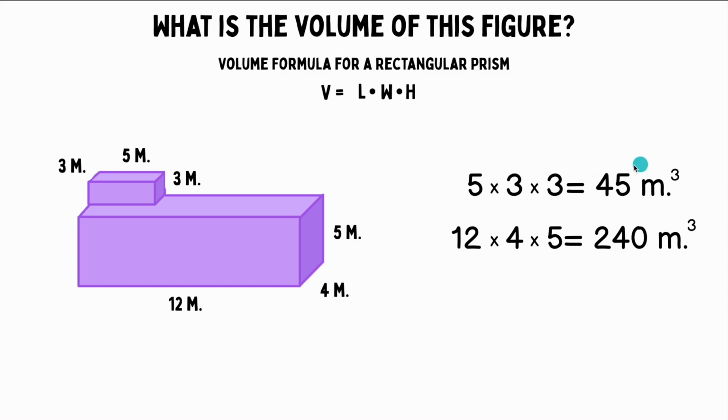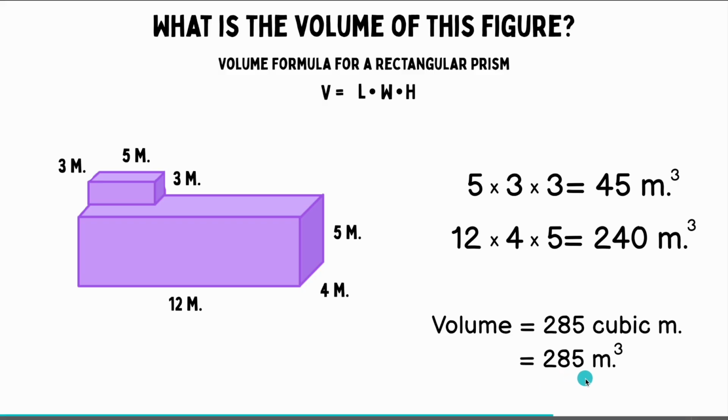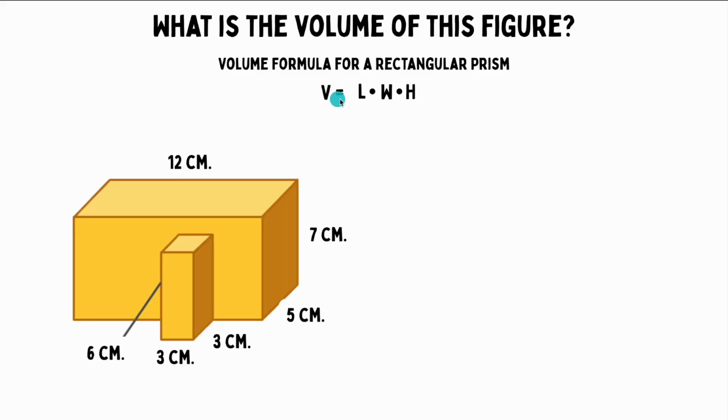Now let's combine 240 plus 45. That will equal 285 cubic meters, or we can say 285 meters cubed. It would take 285 of these cubic meters to fill up this entire volume of space inside of these rectangular prisms.